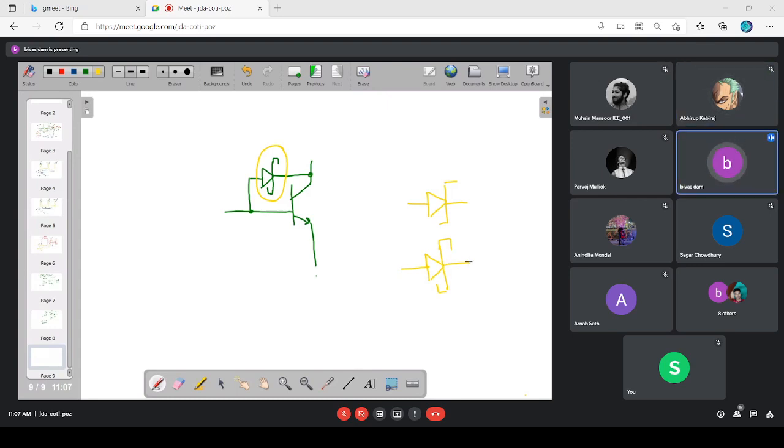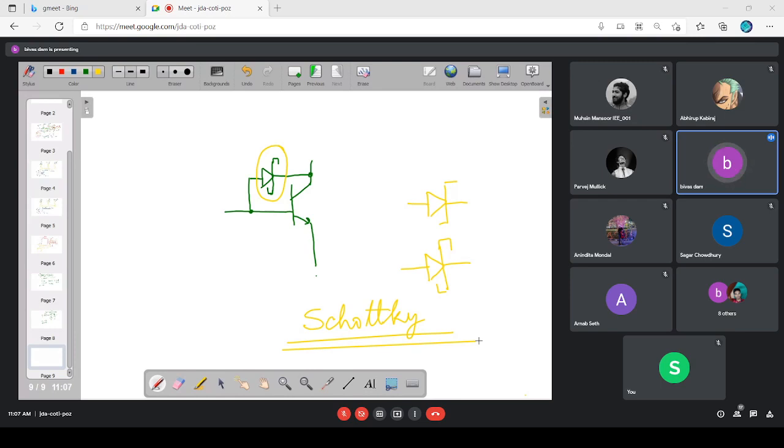So this is basically one Schottky diode. What is this? How is it fabricated? Is there any PN junction here? No. It's basically one metal semiconductor junction.